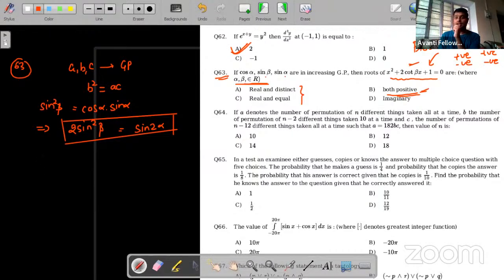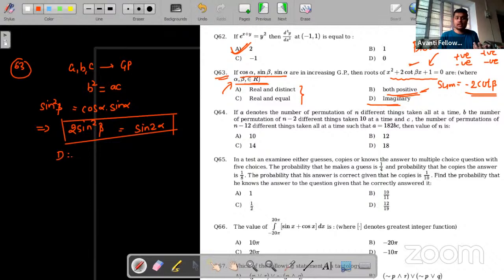Now we have to check whether the sum of the roots is positive or not. The sum is minus b by a, so minus 2 cot beta. We already know that this is an increasing GP, which means the common ratio will be positive and greater than 1. Also, alpha and beta can be any real value. So we'll check that later. First of all, we'll check the nature of roots.